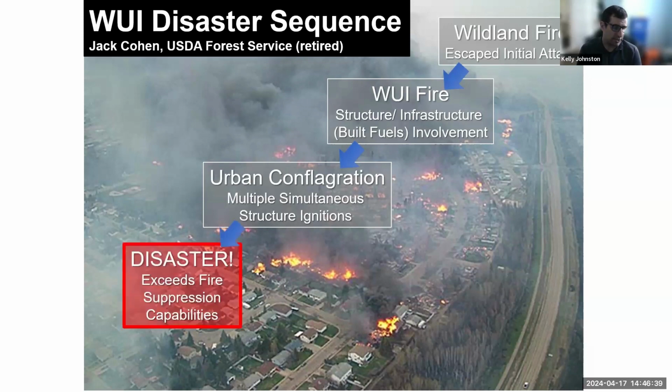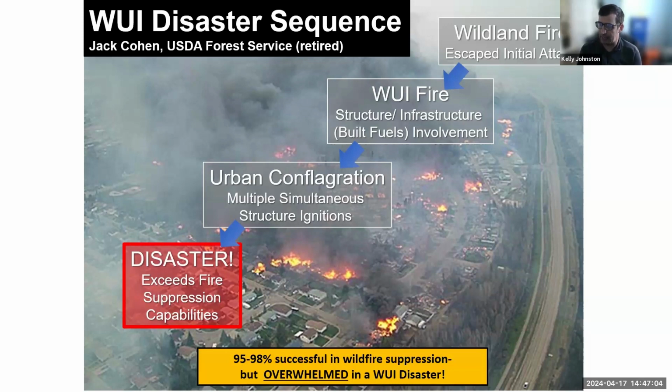This is a problem because it actually exceeds the fire suppression resources that most of our towns and cities are based around. They're typically based around putting 1 or 2 house fires out at any given time, not multiples of dozens or tens or hundreds of structures at the same time. So just a reminder, that's even with 95 to 98% success in wildfire suppression at that initial attack stage, we're seeing increasingly the fire resources being overwhelmed and increasingly wildland-urban interface disasters occurring globally.